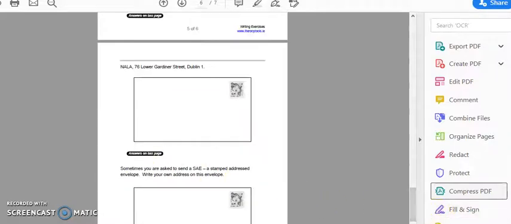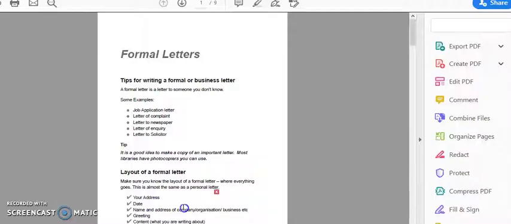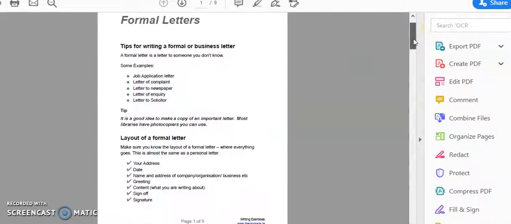Okay, now I'm just going to flick on to a second worksheet here, which is formal letters. So for part of the portfolio, we're going to be writing a letter to a hotel and requesting certain pieces of information from them. So again, this worksheet just details the layout of a formal letter. Okay, so again, it starts with why you might actually write a formal letter. So a formal letter is usually written to someone who you don't know. So it could be a job application, a letter to a solicitor, a letter of inquiry, etc.